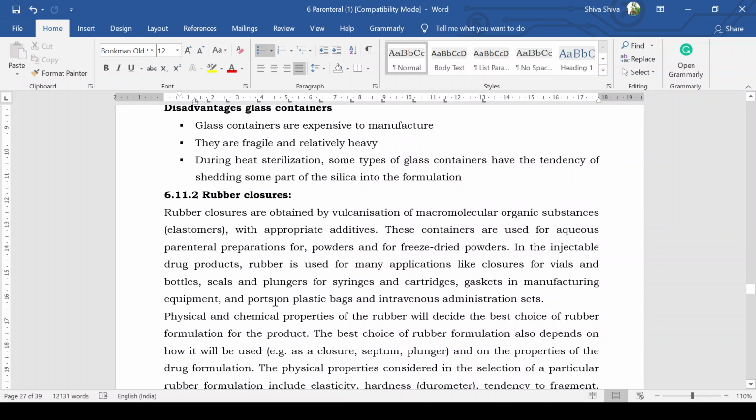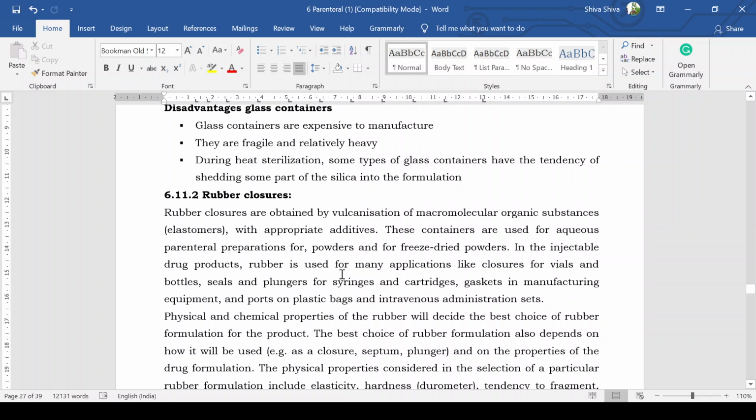त्यानंतर रबर क्लोजर्स. So rubber closures are obtained by vulcanization of macromolecular organic substances, also called elastomers, with appropriate additives. You must have heard about the process of vulcanization. So the process of vulcanization is used for the preparation of rubber. The elastomers or rubber and appropriate additives like sulfur and other additives are used.